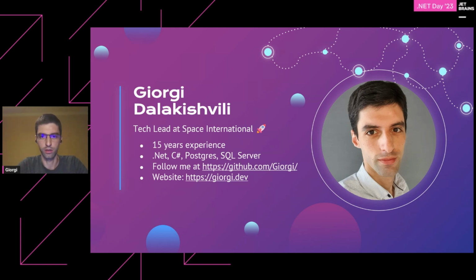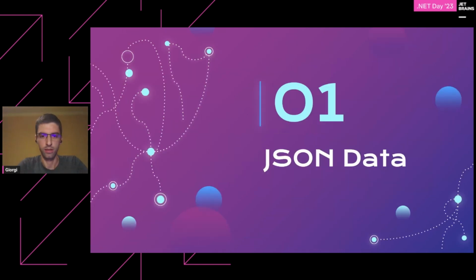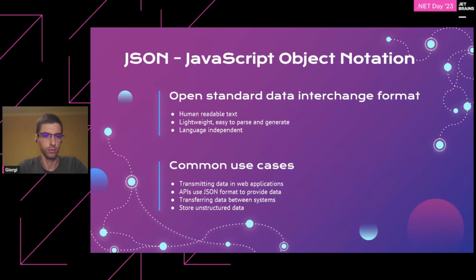my occasional blog posts. So today, let's start with JSON data. So JSON, as you probably know, is an open standard for exchanging data between various systems, various platforms, or between APIs. It's human readable and lightweight and easy to parse and generate. So it has become quite popular and common nowadays.